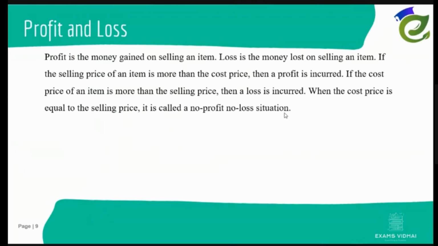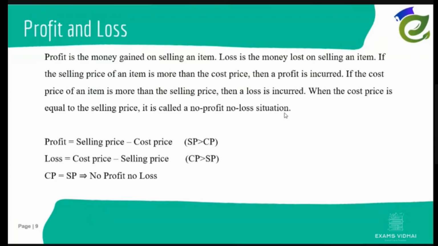Profit and loss. Profit is the money gained on selling an item. Loss is the money lost on selling an item. If the selling price of an item is more than the cost price, then profit is incurred. If the cost price of an item is more than the selling price, then loss is incurred. When the cost price is equal to the selling price, it is called a no profit, no loss situation. Profit equals selling price minus cost price. Loss equals cost price minus selling price.